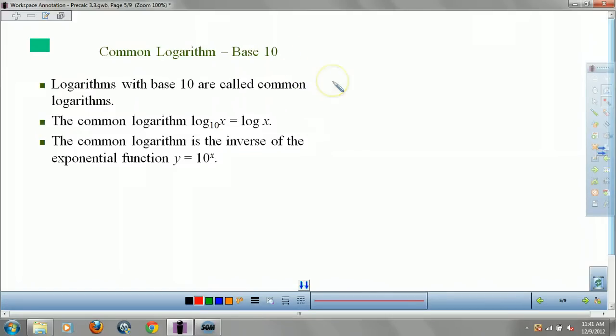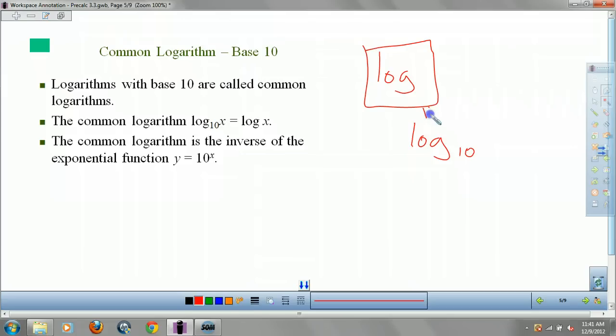Okay, common logarithm, base 10. Logarithms to base 10 are called common logs. If you look at your calculator, there's going to be a log button. If you push it, a log falls on your head. No. Whenever you push log, you're actually in log base 10. So the log button is log base 10.